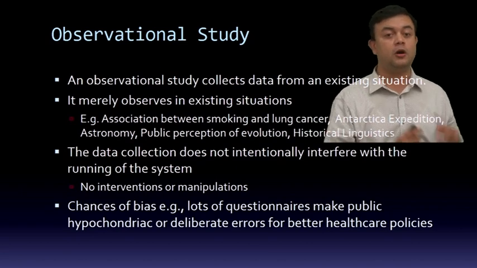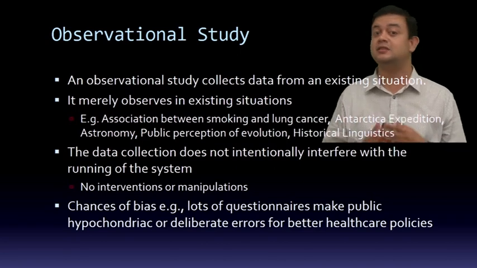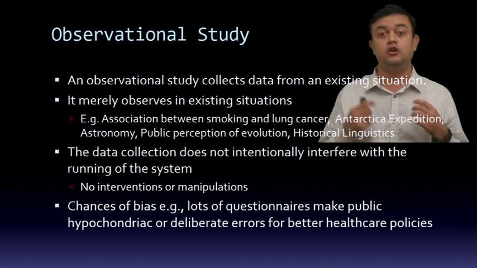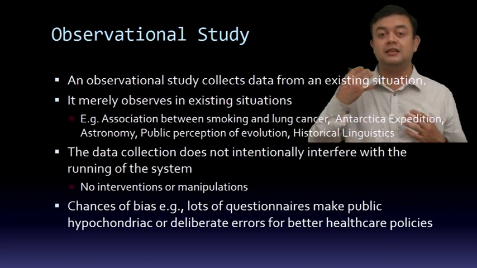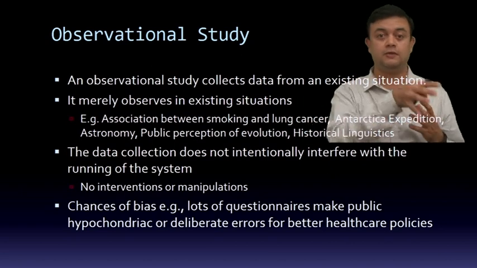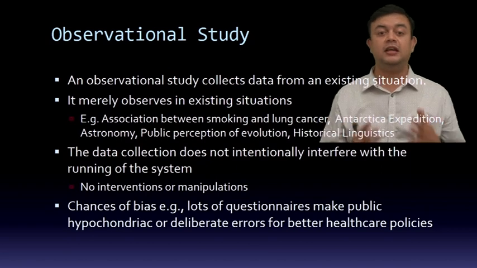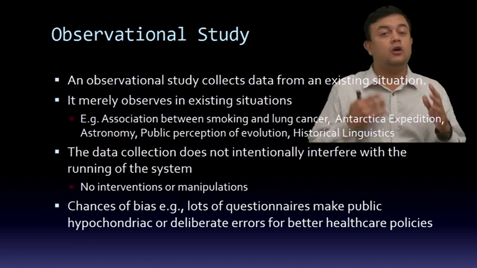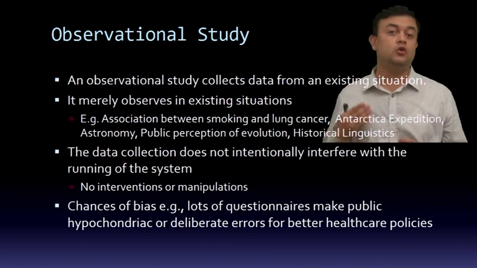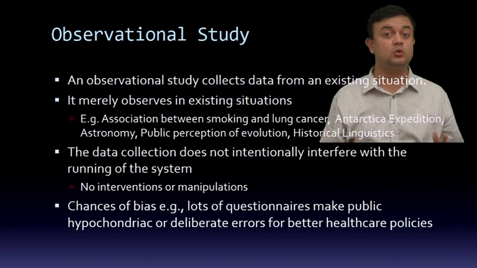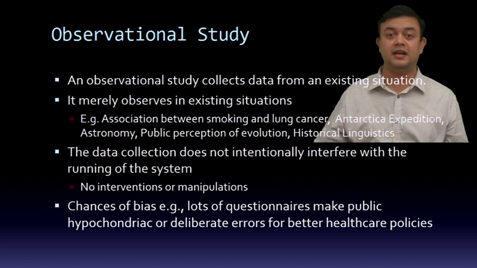Or astronomy, or public perception of evolution, or historical linguistics. Historical linguistics is traditionally considered to be a non-science discipline, yet it is actually an observational study because it's not prescriptive, right? You're not actually interfering with the linguistics going on there. So the data collection does not intentionally interfere with the running of the system in all types of observational studies. So no interventions or no manipulation. That is something else, called experimental study, which we'll be covering in our next session.